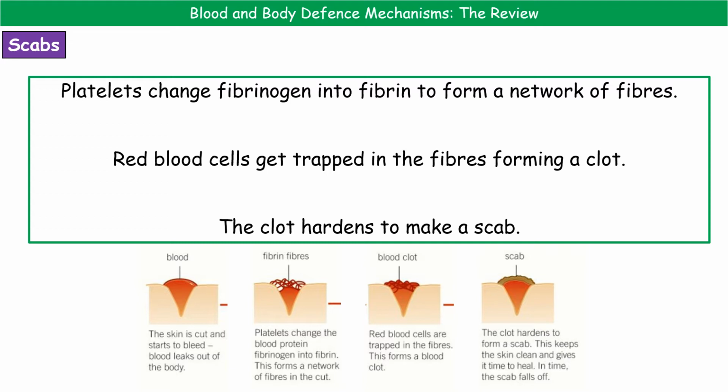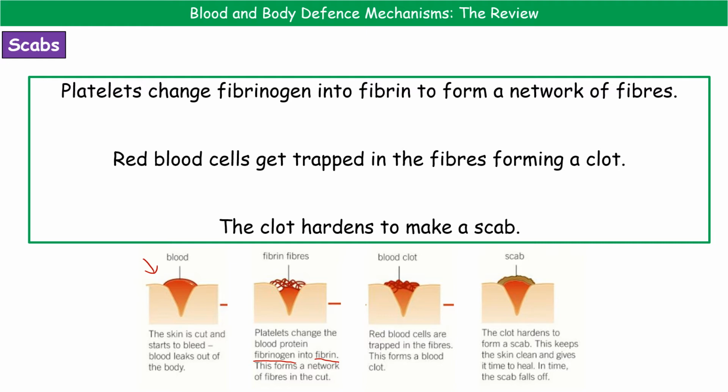Now platelets are one of those 4 main components of your blood, and their whole purpose is to do with forming scabs. So what actually happens is if we cut ourselves, and we look at our first diagram here, when you cut yourself, then obviously you start to bleed. Now, the first thing that's going to happen is we're then going to have these platelets passing through that area. So what we find is the platelets then change a protein in the blood called fibrinogen into fibrin.